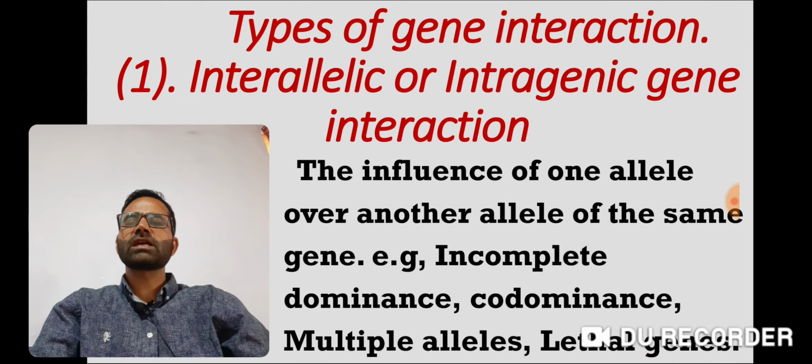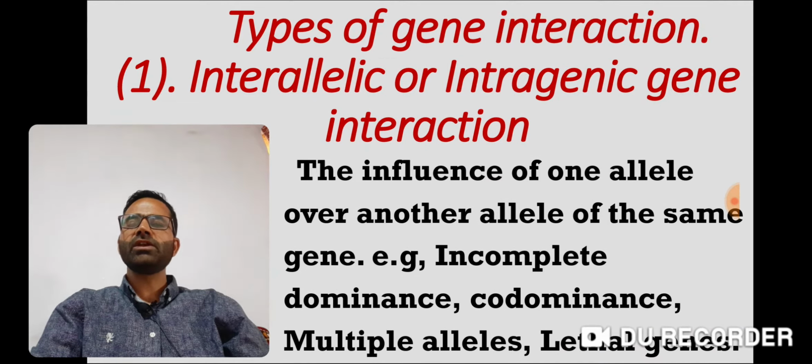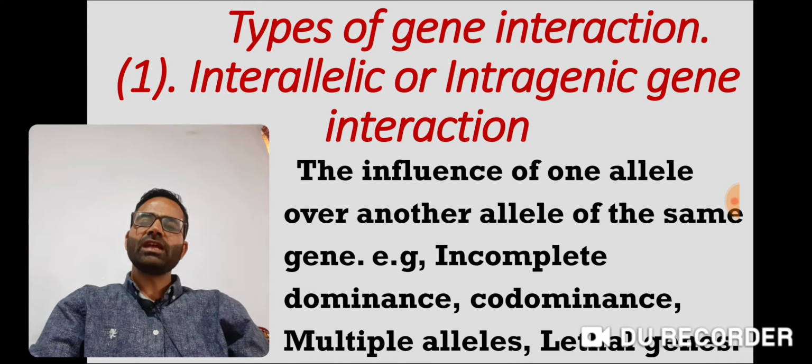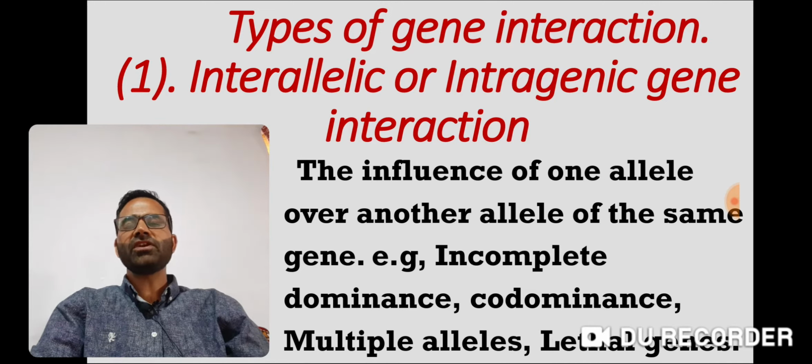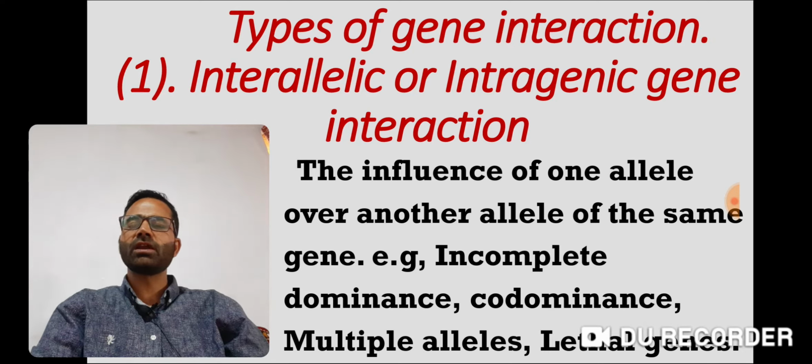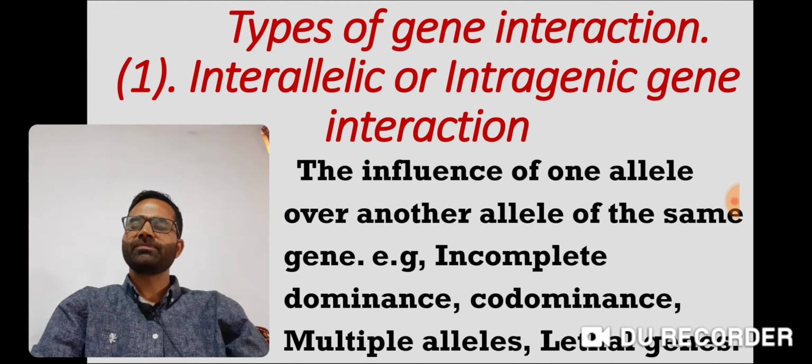The first type is called interallelic or intragenic gene interaction. When the allele of one gene influences the expression of the allele of the same gene, such a gene interaction is called interallelic or intragenic gene interaction. So simply we can say the interallelic gene interaction is the influence of one allele over another allele of the same gene. The important examples of this type of gene interaction are incomplete dominance, codominance, multiple alleles, and lethal genes.